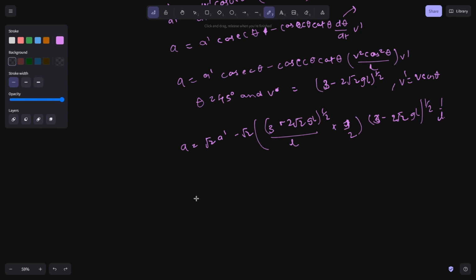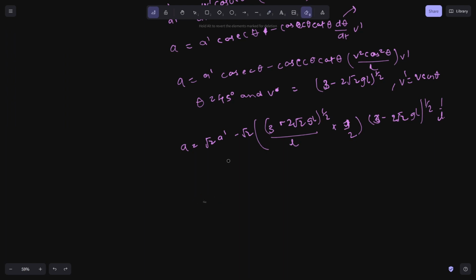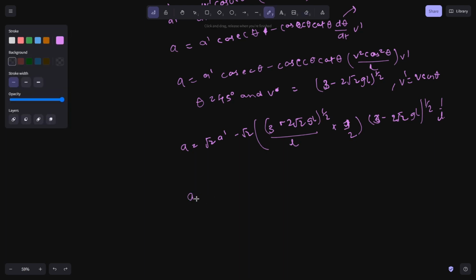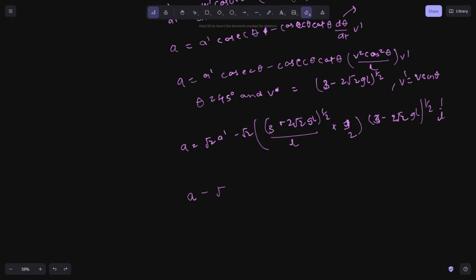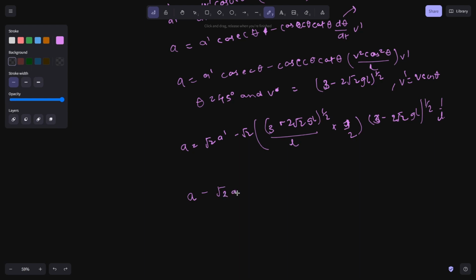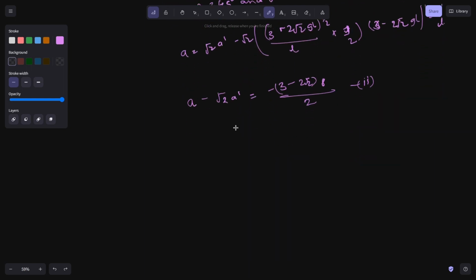So after solving this, we get a simplified equation: a minus root 2 a' is equal to minus (3 minus 2 root 2) g by 2. So this is the simplified equation. Now writing the first equation also, that is nothing but a plus root 2 a' is equal to g(1 minus root 2). This is the first equation.